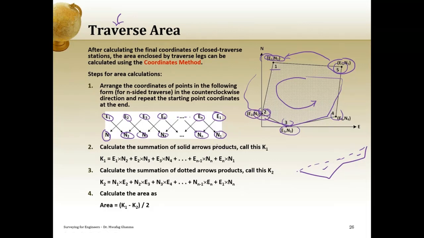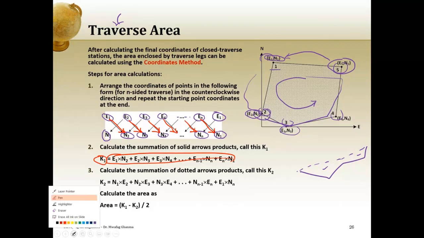Now, the rest of the calculation, this is the principle. The rest of the calculation is straightforward. What are we going to do? Look at this. We will calculate two values. One is called K1, and the other is called K2. K1 is coming from E1 multiplied by N2, E2 multiplied by N3, and so on and so forth, until you go to the end point multiplied by the first point. And this is K1.